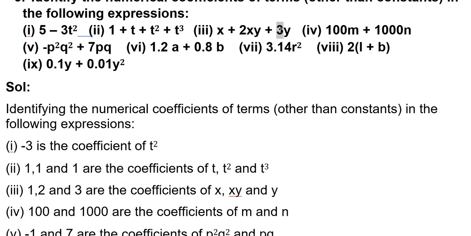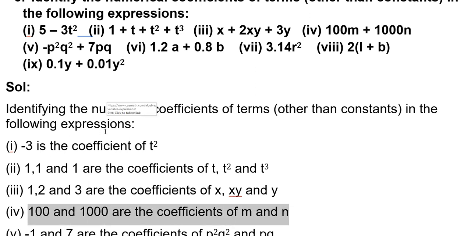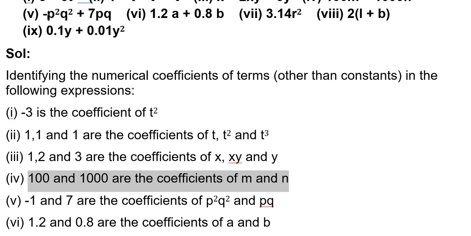3y, because the coefficient is 3. Here the coefficient is 3 and this is the coefficient 2. Here x means 1 is the coefficient. 1x means x. Next, 100m plus 1000n: 100 and 1000 are the coefficients of m and n. The next one, minus p square q square plus 7 pq: minus 1 and 7 are the coefficients of p square q square and pq.